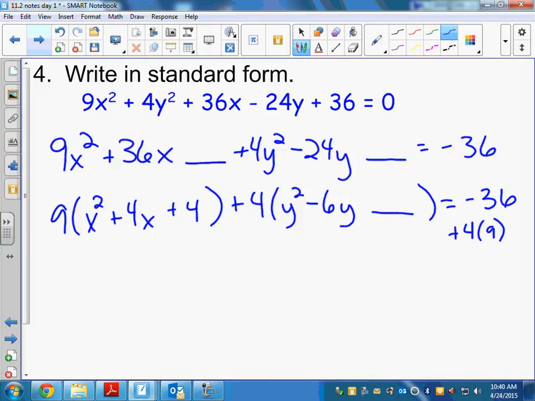It's been a while, right? So on this side, when I add 9, I'm also going to add 9 times 4. Just switched around. It's all come together.